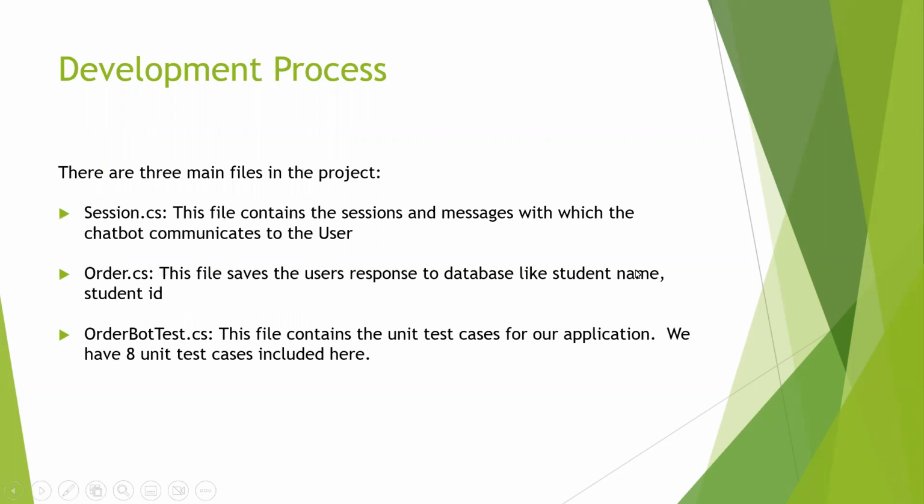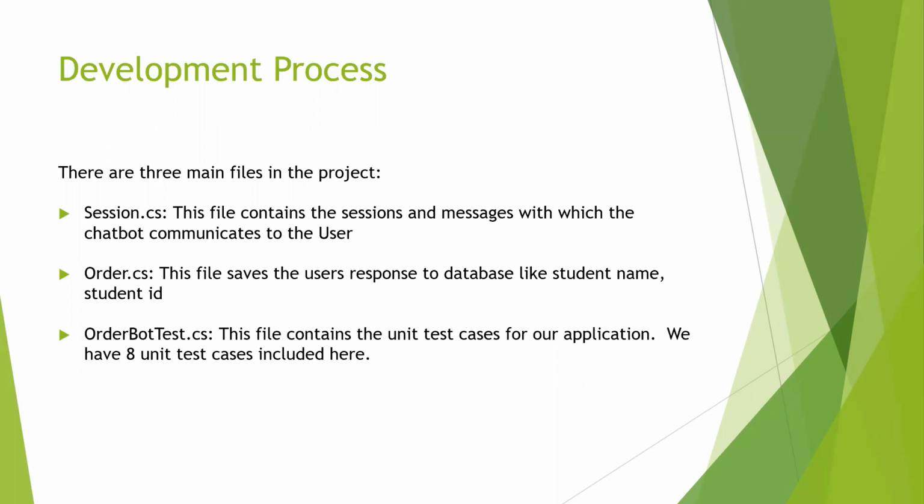There are three main files which we worked on for this project: session.cs, order.cs, and orderbot.test.cs. The session.cs file contains the sessions and messages with which the chatbot can communicate to the user. Order.cs is the file which we use to save the responses from the user to the database. For example, in our case, the student name, the student ID, and what detail the user is looking for from the student, all those kinds of details.